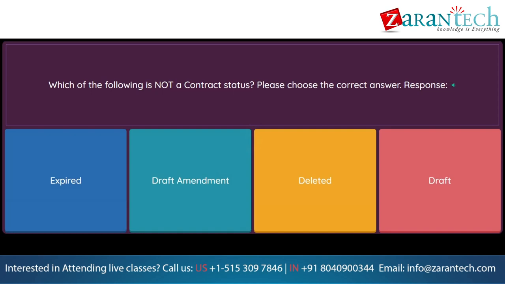Question: which of the following is not a contract status? Please choose the correct answer. Response: Option 1 Expired. Option 2 Draft Amendment. Option 3 Deleted. Option 4 Draft.